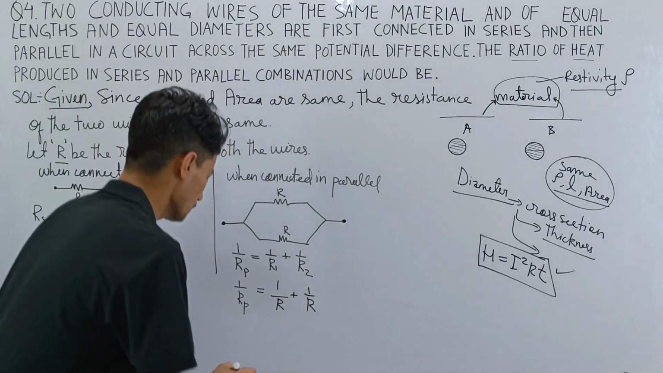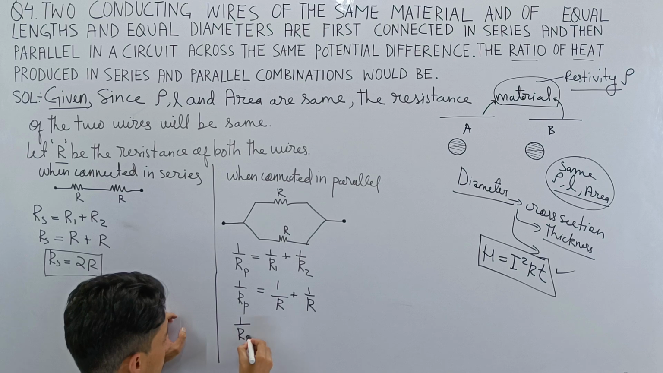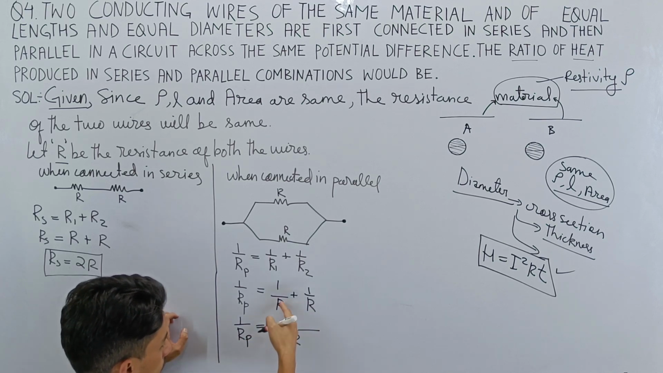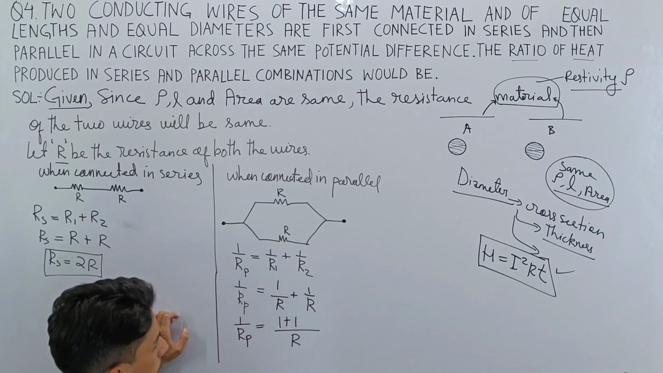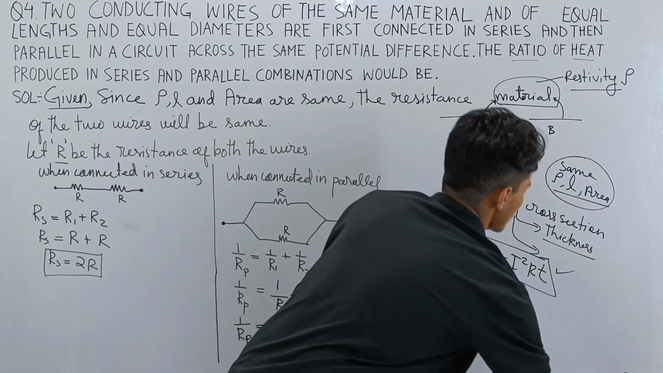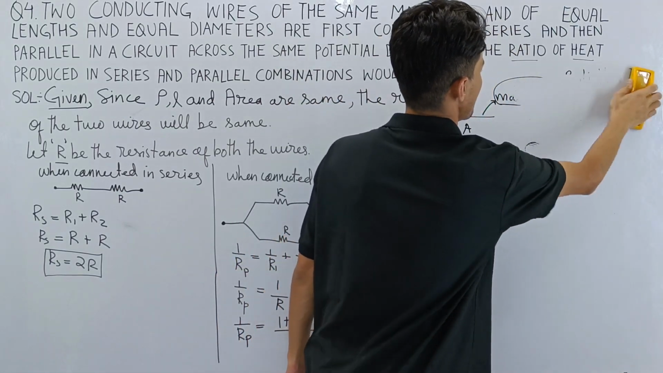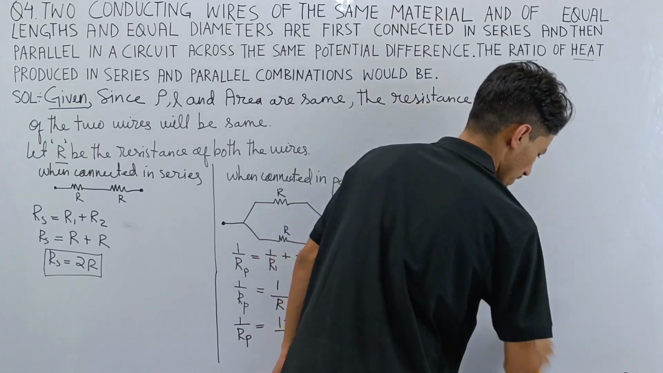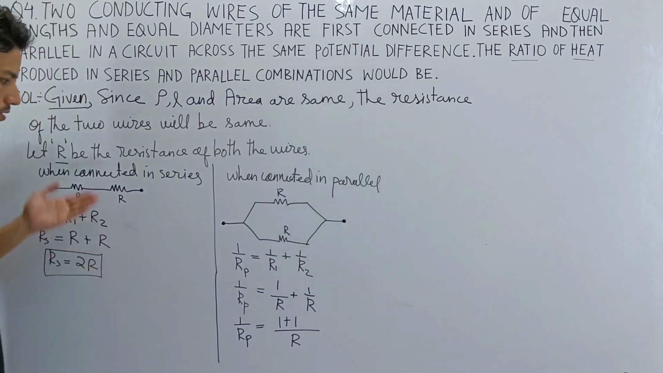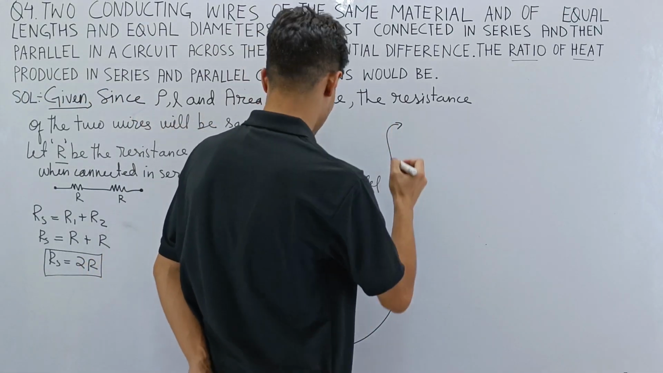So 1 by Rp is equal to R plus R over R into R. LCM of R and R is R only, so you'll get R into 1 is R, 1 into 1, 1, so you'll get this. Now, I won't be able to finish the answer in this space, so I'll have to erase again. So make sure that you are copying this, because very soon I'm going to erase this. Unfortunately, I won't be able to finish this here.